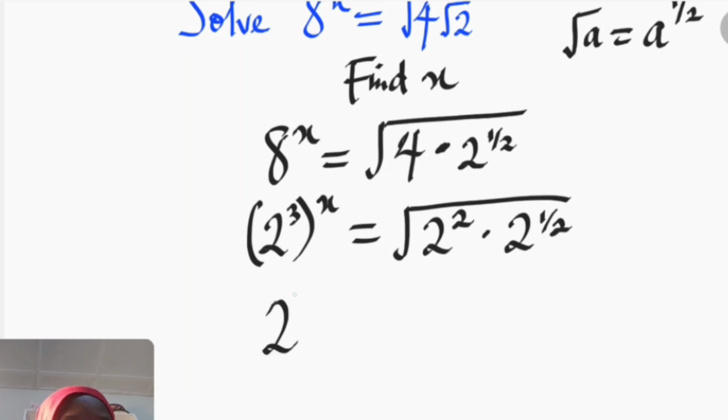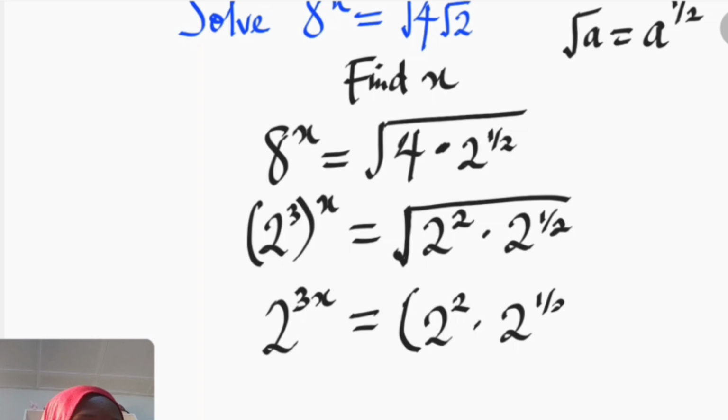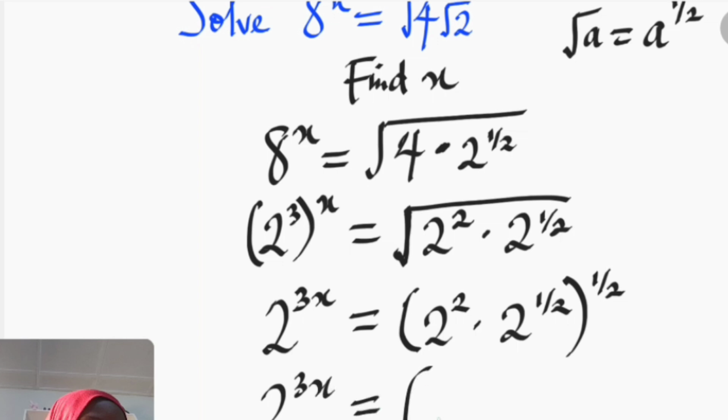Here we have base 2, then we multiply the power, which is 3 times x. This gives us 3x. This is equal to, now the square root symbol can also be taken as to the power of half. So now this becomes 2 to the power of 2 multiplied by 2 to the power of half, all to the power of half, right? Because the square root symbol here is now to the power of half. Now all the bases are equal. Now let's simplify. This becomes 2 to the power of 3x is equal to 2.